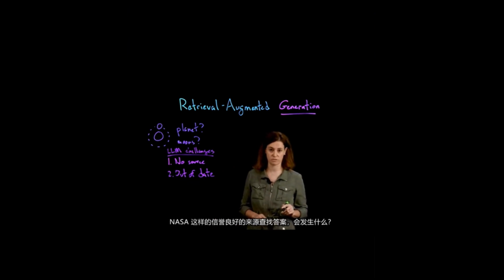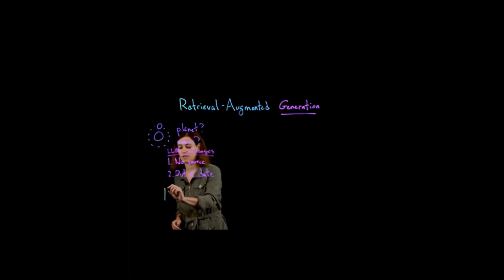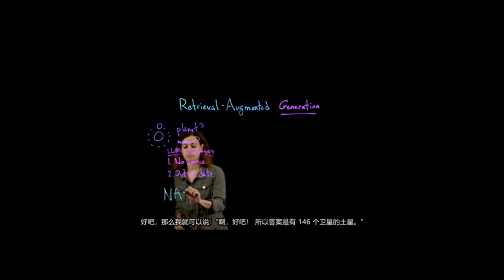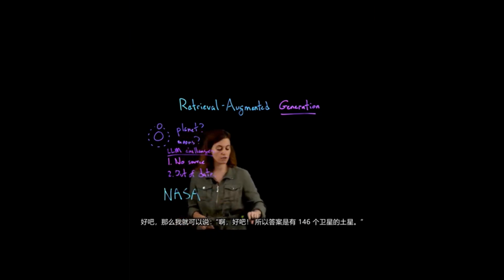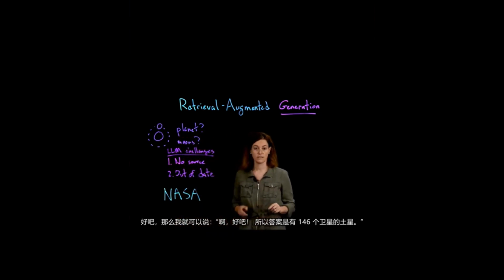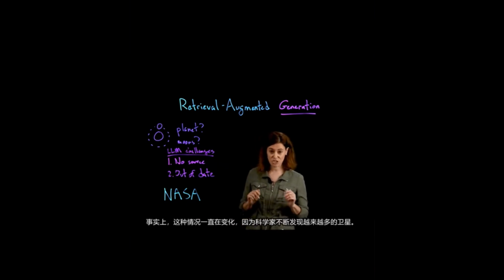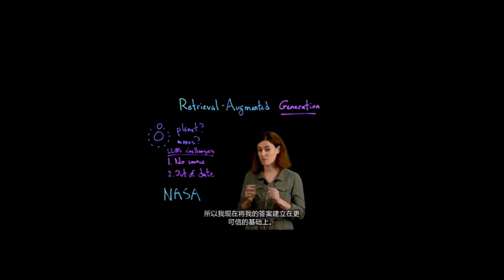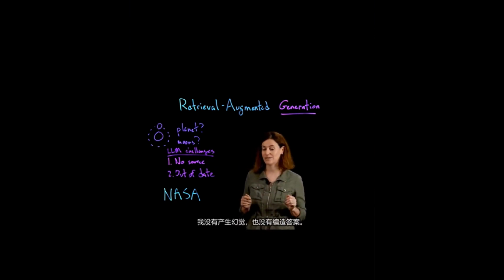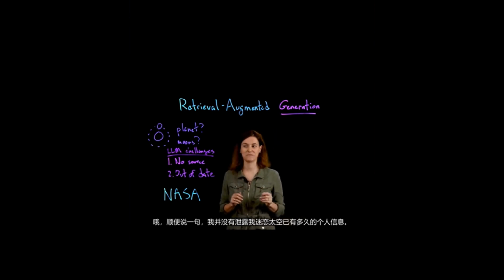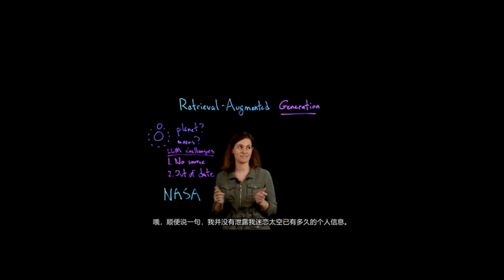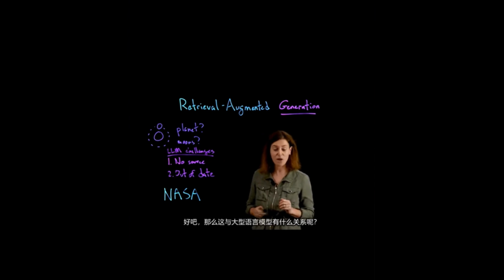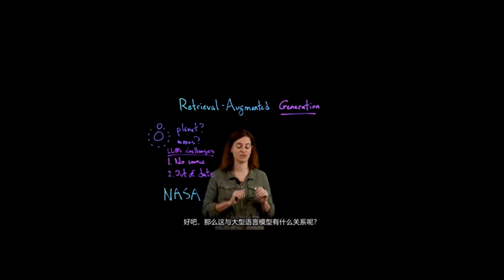Now, what would have happened if I'd taken a beat and first gone and looked up the answer on a reputable source, like NASA? Well, then I would have been able to say, okay, so the answer is Saturn with 146 moons. And in fact, this keeps changing because scientists keep on discovering more and more moons. So I have now grounded my answer in something more believable. I have not hallucinated or made up an answer. Oh, and by the way, I didn't leak personal information about how long ago it's been since I was obsessed with space.